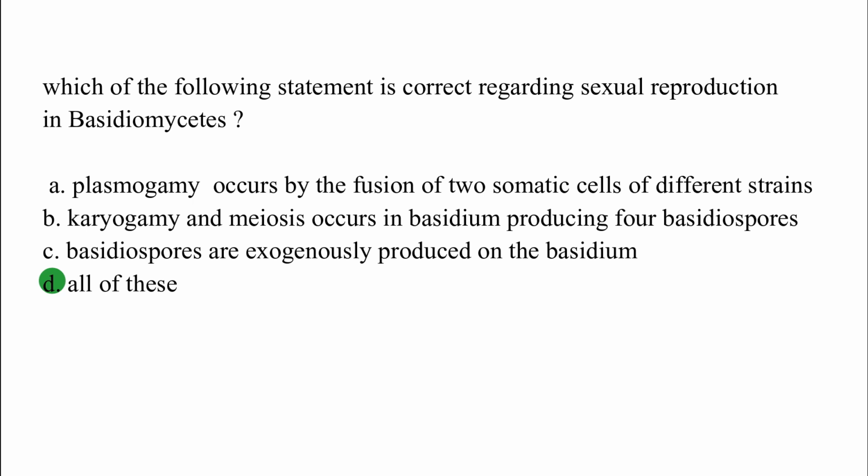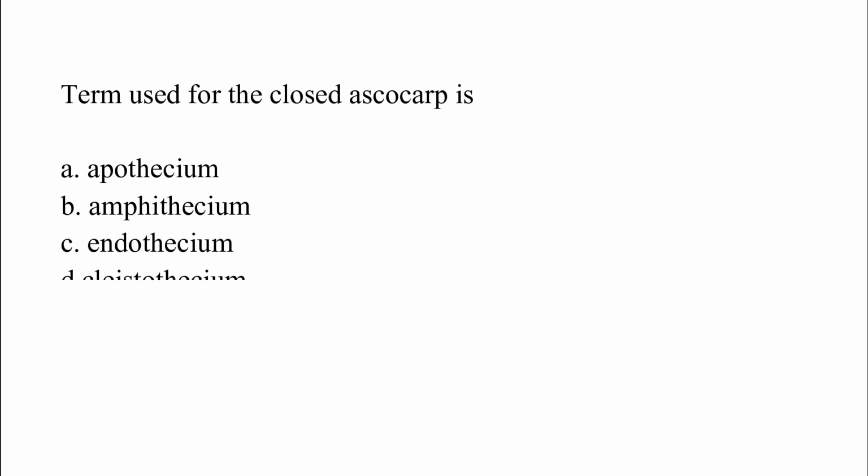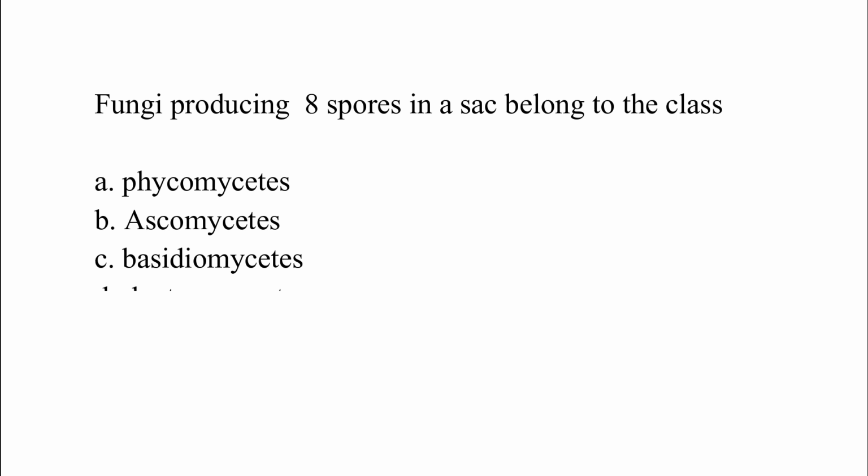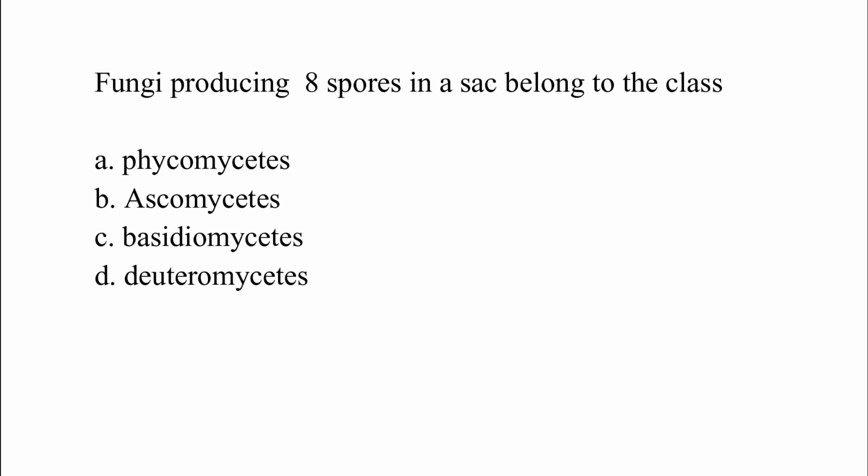The term used for the closed ascocarp is option A, apothecium, option B, amphithecium, option C, endothecium, option D, cleistothecium. The correct answer is option D, which is cleistothecium. Fungi producing eight spores in a sac belong to the class: option A, phycomycetes, option B, ascomycetes, option C, basidiomycetes, option D, deuteromycetes. The correct answer is option B, which is ascomycetes.